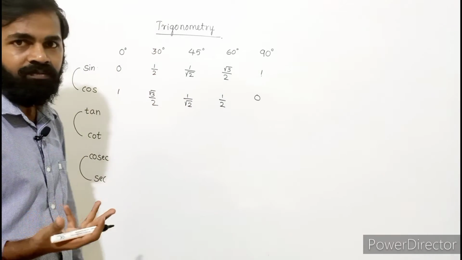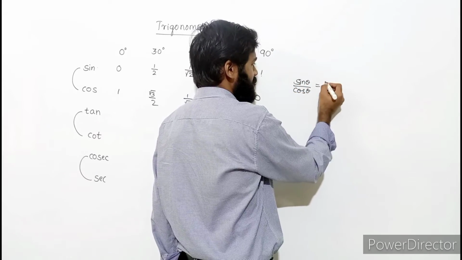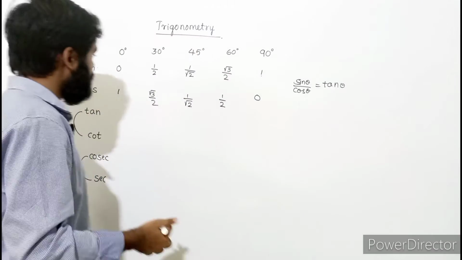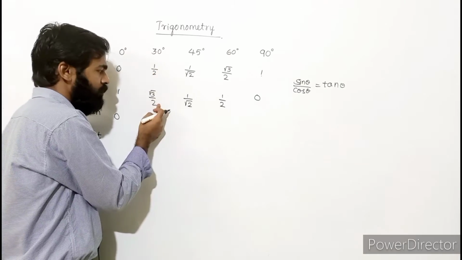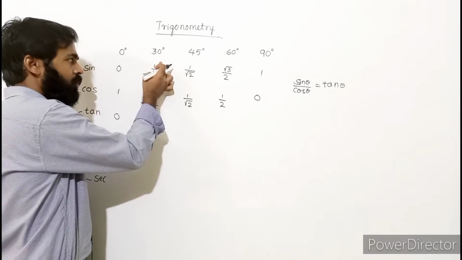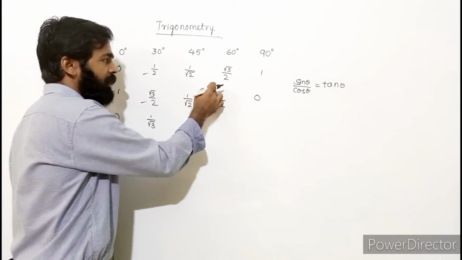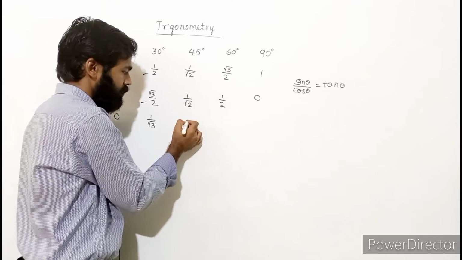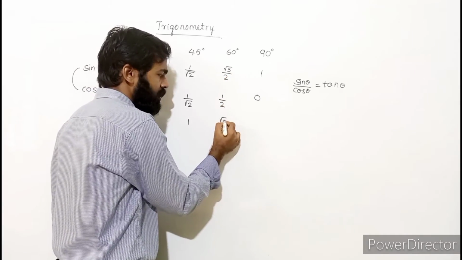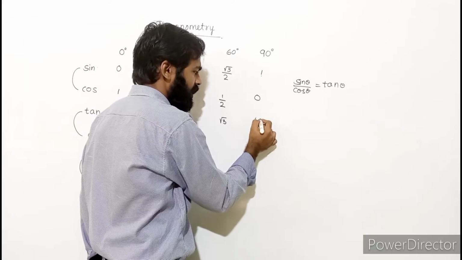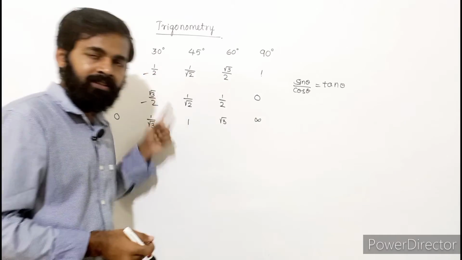Now what about tan? We know sine theta divided by cos theta is tan theta. Just divide here. 0 by 1 is 0. Now 1 by 2 divided by root 3 by 2, the 2 and 2 cancel, so we get 1 by root 3. For 1 by root 2 divided by 1 by root 2, the root 2 cancels, so we get 1. Then root 3 by 2 divided by 1 by 2, the 2 and 2 cancel, giving root 3. Then 1 by 0 is infinity. We get the values of tan just by dividing sine and cos.